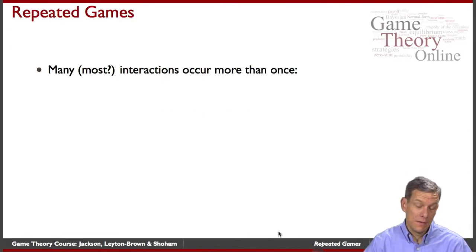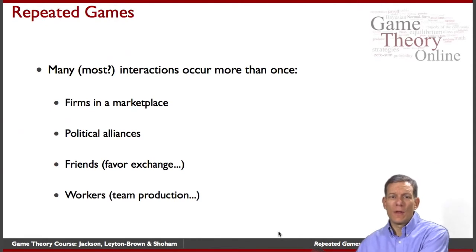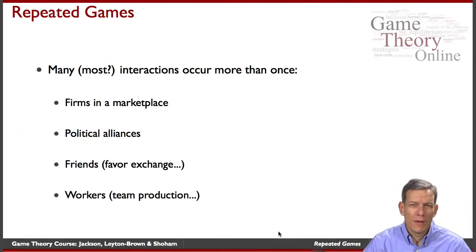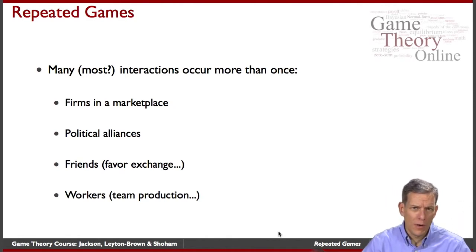interactions in the world, there's a lot of them which occur more than once. So, when we think about different kinds of things, firms in a marketplace, they're interacting with their competitors. They're doing it day after day after day. We think about political alliances, countries deciding how they should negotiate with other ones, whether they should have conflicts and so forth. Those are things where this happens repeatedly over time. So there's a long history and a long future ahead of them.